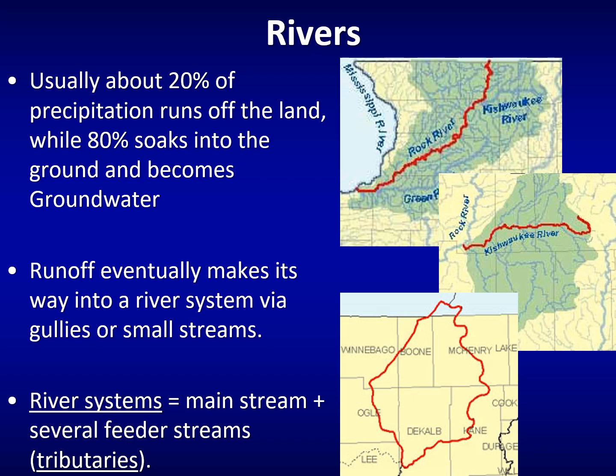About 20% of the precipitation that hits the land runs off, while 80% soaks in and becomes groundwater. We talked about groundwater a little bit, and noting that groundwater is a very significant fresh water source for us. But this runoff water eventually makes it to small streams and gullies, and eventually into the river systems, the main stream and the tributaries that is.